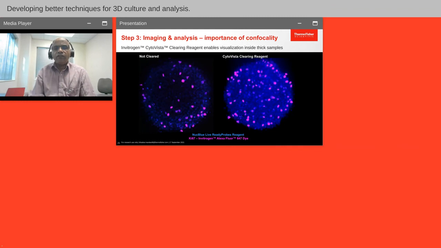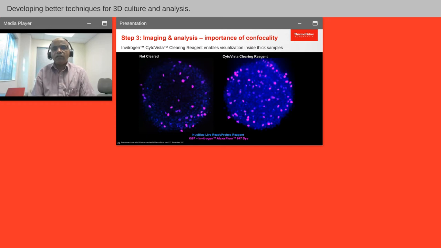And also another way of improving your resolution within the spheroid or organoid is clearing reagent. Because most of the time we use media or PBS in the spheroid or organoid sample, there is some difference in refractive index between the objective of the microscope that you use and the sample, which is in aqueous phase. So to match the refractive index a little bit more between the objective and your sample, you can use one of our Cytovista clearing reagents.